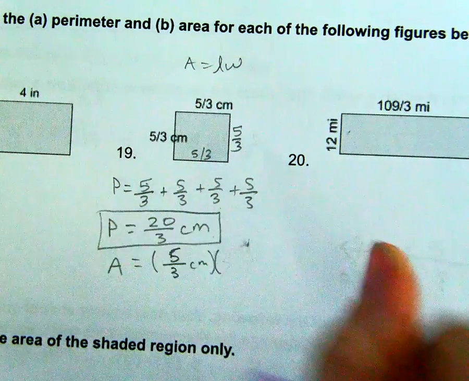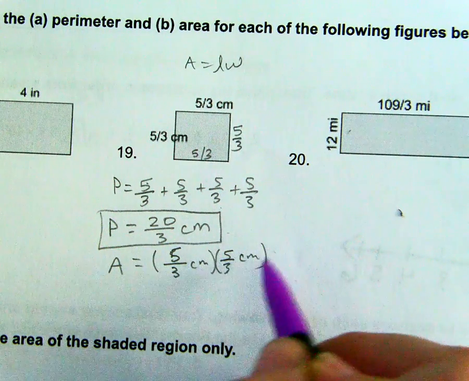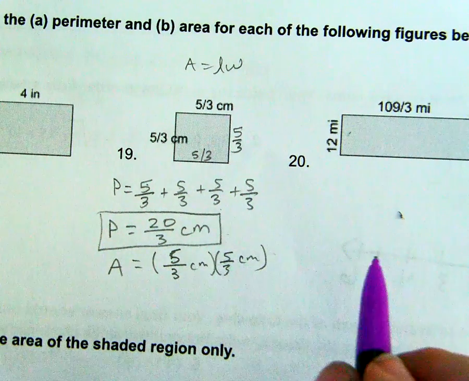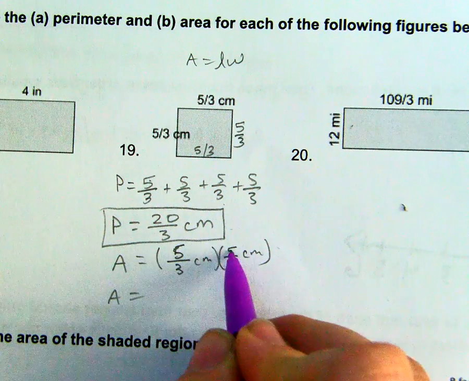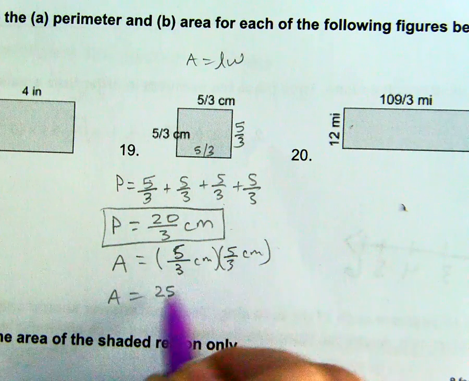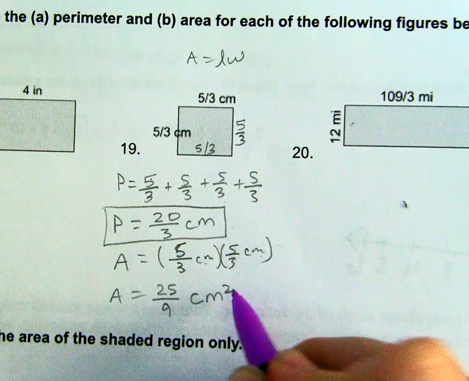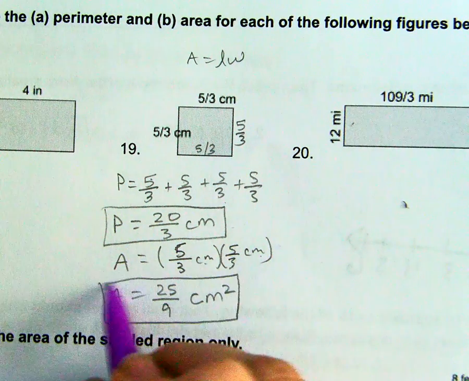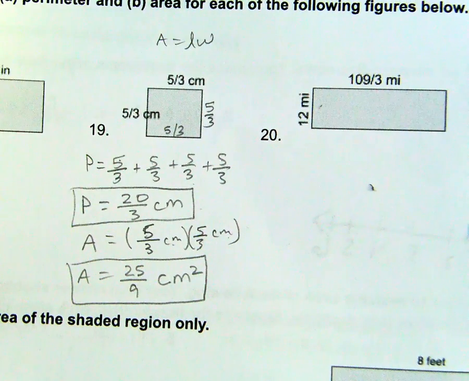And I'm putting the units here because I want you to understand that when we multiply, we multiply units as well. So 5 times 5 is 25, 3 times 3 is 9, and centimeters times centimeters is centimeters squared. So my area will always have square units, not just when it's a square, but all the time.